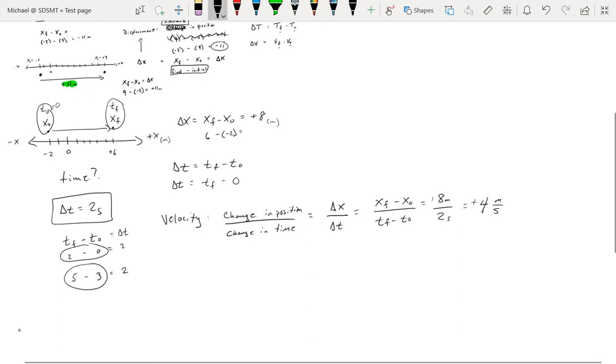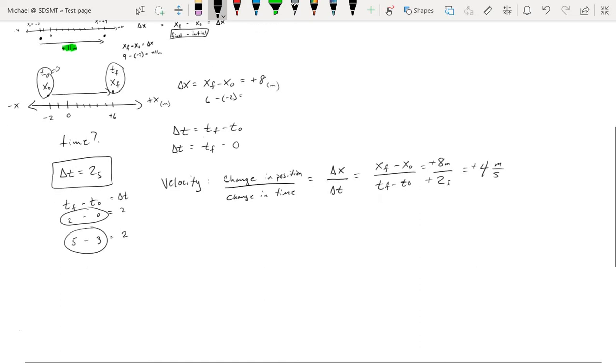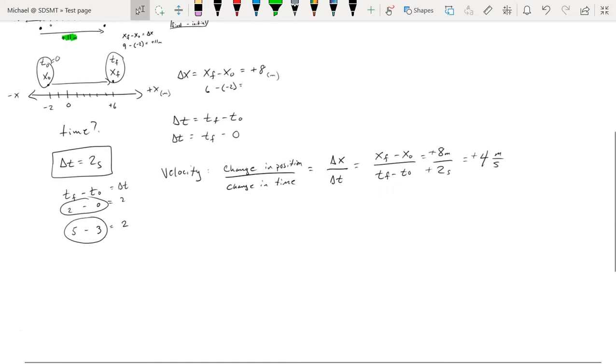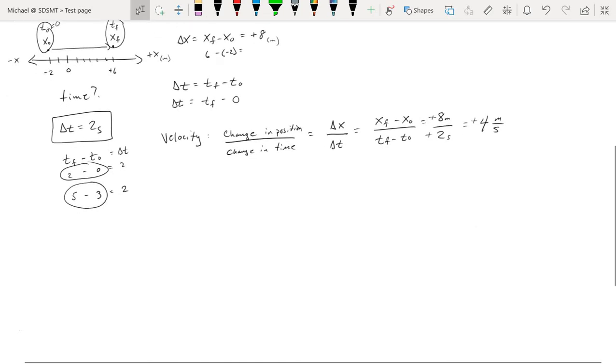Okay, we notice the displacement came out positive. The time always has to be positive. We are not going to deal with negative time values in this class. If you do find yourself with a negative time, stop what you're doing, go back, check your work. Alright, so there's the velocity. One more definition.